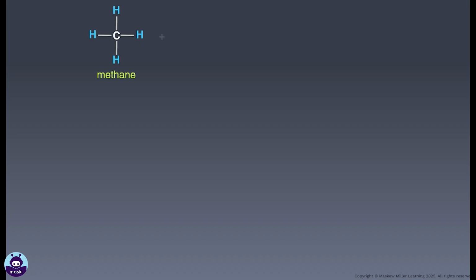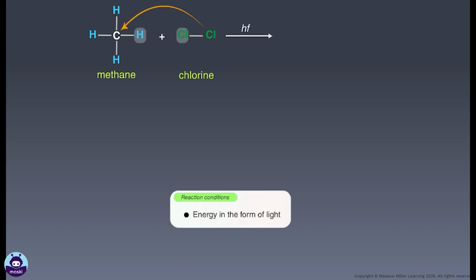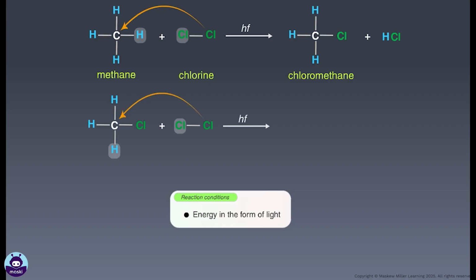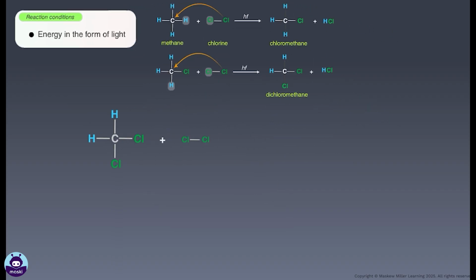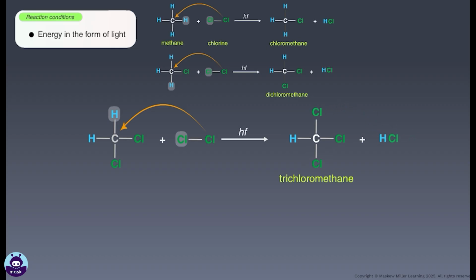When chlorine is added to a saturated hydrocarbon, like methane, in the presence of sunlight, a hydrogen atom is substituted by a chlorine atom, giving chloromethane. On further substitution, another hydrogen atom gets replaced by chlorine, giving dichloromethane. This process of substitution of hydrogen atoms can continue further, until all of the hydrogen atoms are substituted by chlorine atoms.